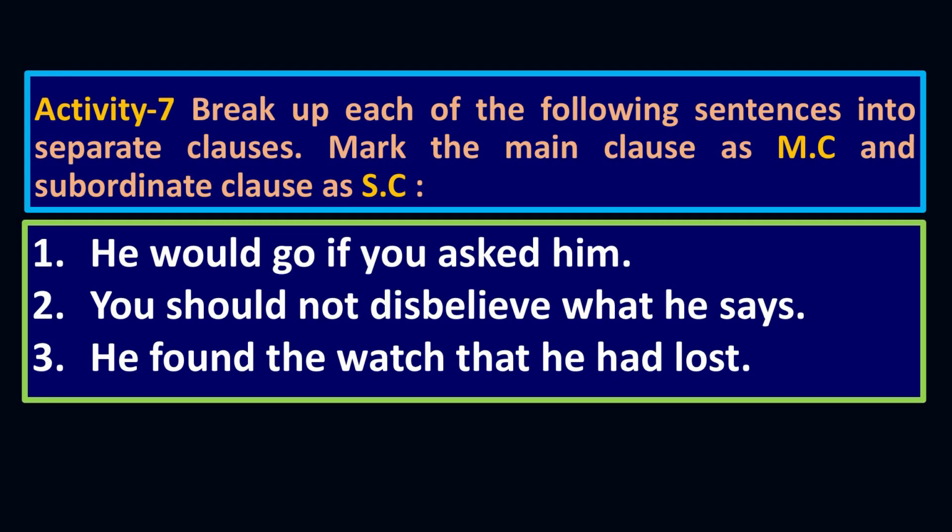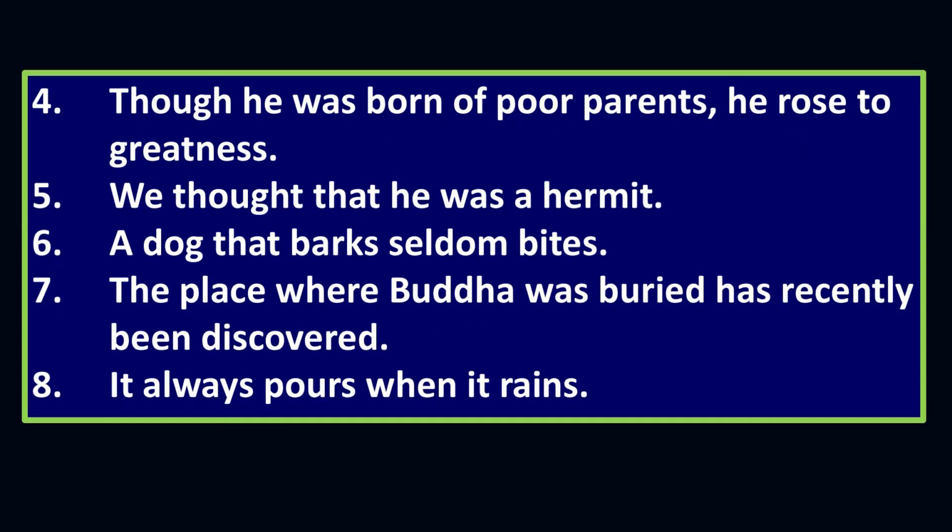So, let us do the activity. Break off each of the following sentences into separate clauses, mark the main clause MC and subordinate clauses as SC. He would go if you asked him. You should not disbelieve what he says. He found the watch that he had lost. Though he was born of poor parents, he rose to greatness. We thought that he was a hermit. A dog that walks seldom bites. The place where Buddha was buried has recently been discovered. It always pours when it rains.